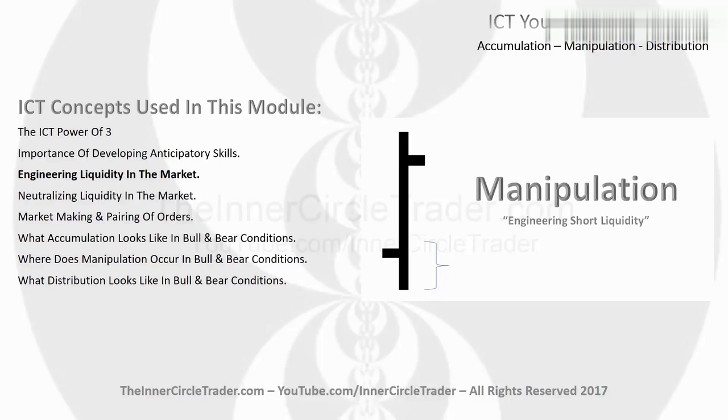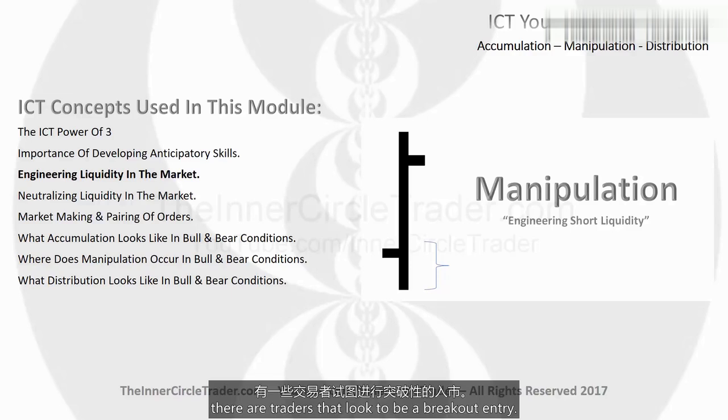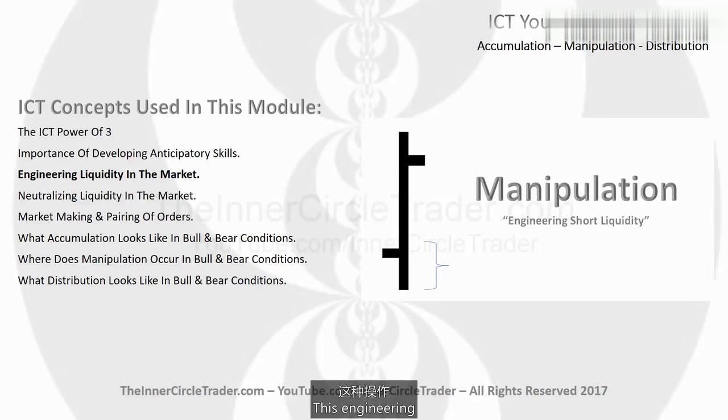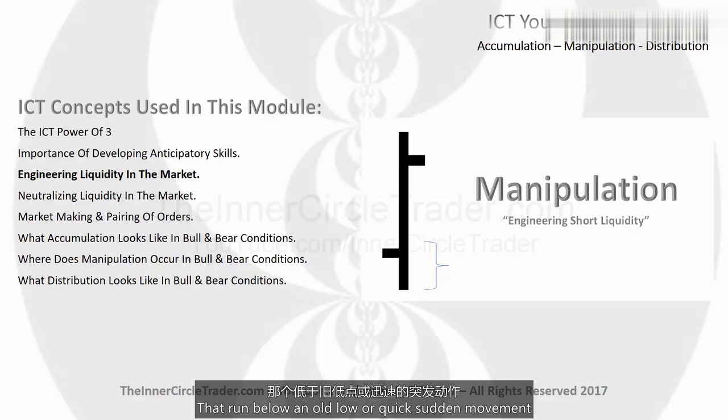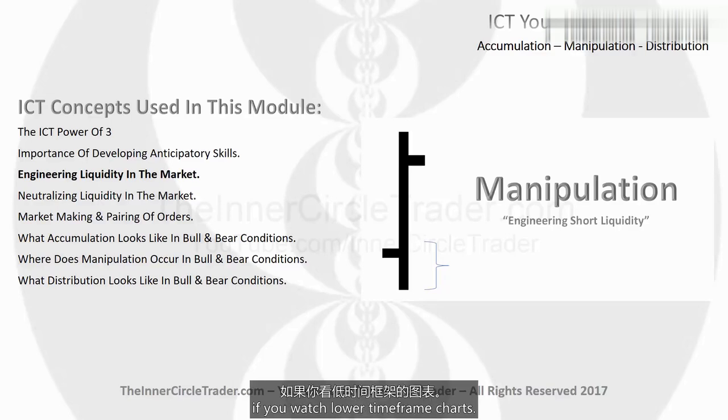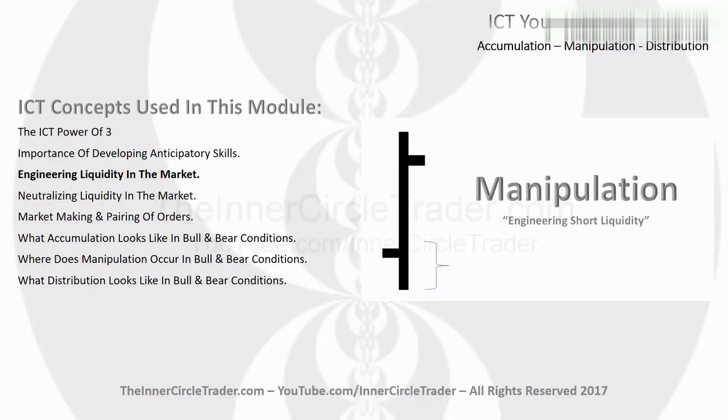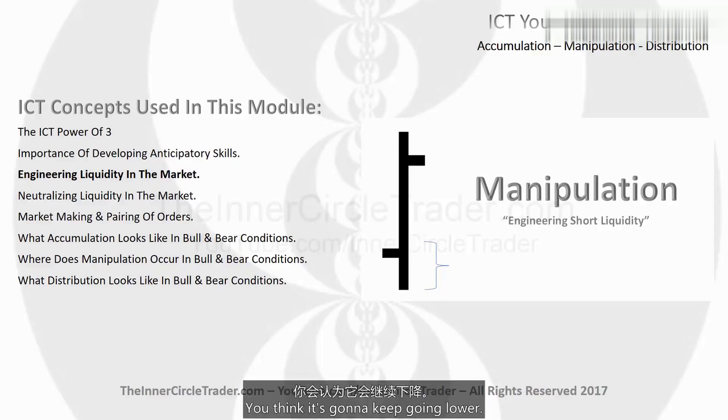What does that mean? If a market breaks quickly below an old low, there are traders that look to be a breakout entry. So they'll look to sell short on a stop. This engineering forces liquidity in the marketplace to sell at a very, very low price. That run below an old low or a quick sudden movement will entice traders that are on the sidelines just watching price, and you know what that feels like if you've watched lower time frame charts. Any sudden move lower, your heart starts to have palpitations, you get excited, you think it's going to keep going lower. What happens? You take the bait, you go in there and you sell short, and the market stops on a dime, reverses, and goes north.